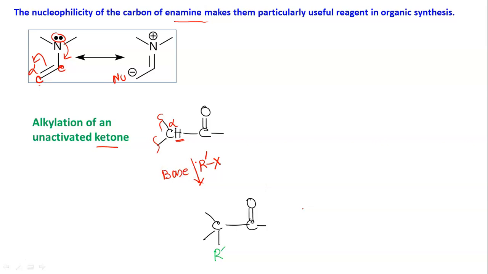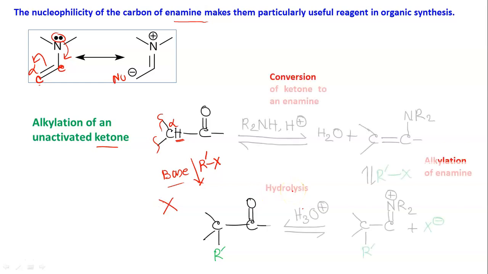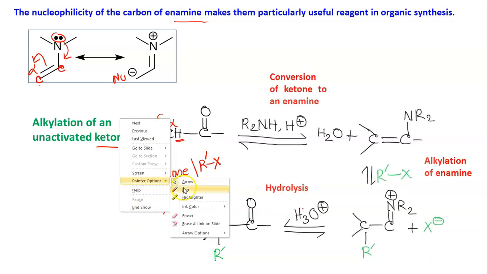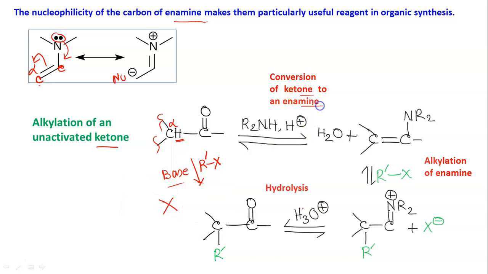But if it is unactivated, then the hydrogen is not acidic, so the base will not capture this hydrogen and the corresponding carbanion will not be very stable. As a result, this direct reaction that I have written here, that is base and R'X, is not possible. So for this type of unactivated ketone or aldehyde, we can use enamine. First we will convert this carbonyl compound to enamine. So conversion of ketone to enamine, we take R2NH in presence of an acid catalyst, and this is the enamine.